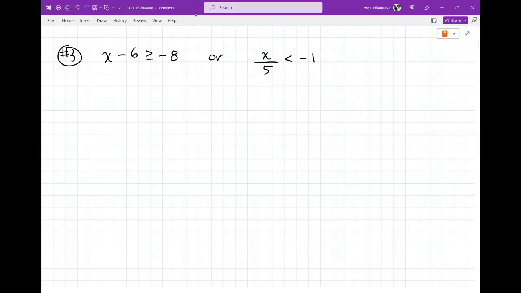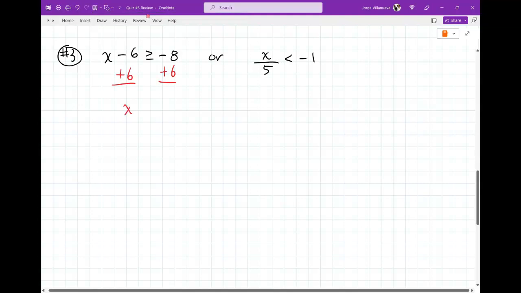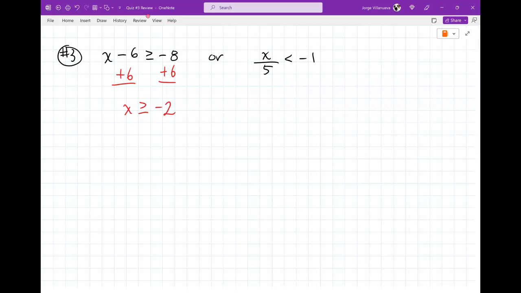So first off, let's go ahead and start with the left side. I'm going to add 6 to both sides. So that's x greater than or equal to a negative 2. So there you go. What do I do for the right side? Multiply. Yeah, I want to multiply. A lot of people, they added, they subtracted. Remember, the 5 is dividing. Okay, so the 5 is dividing. You got to multiply. So this is going to be x less than negative 5.